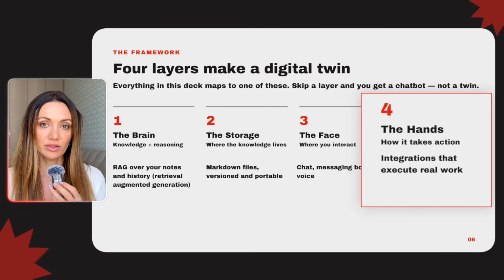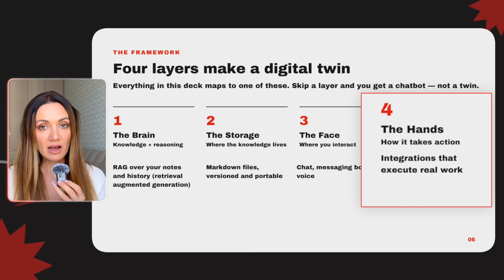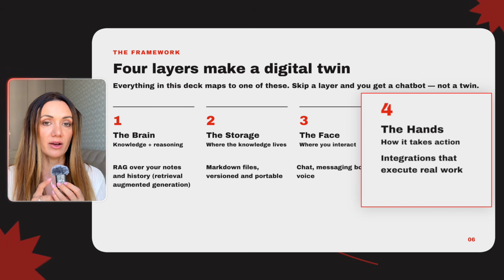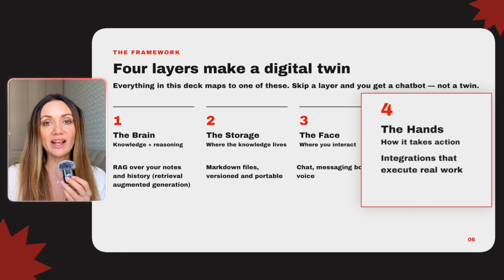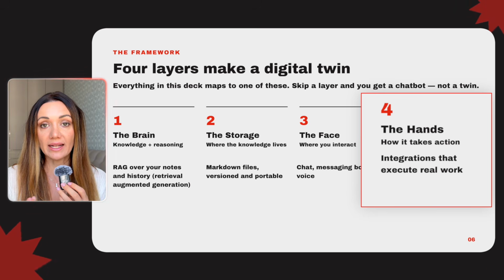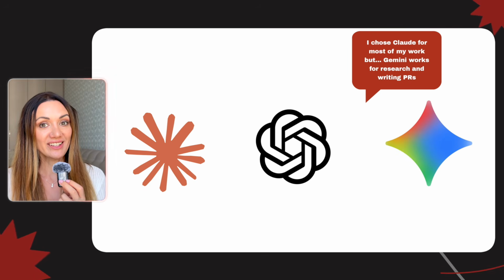And fourth is the hands. How does it execute? Now think about OpenClaw, think about Zapier, think about IronClaw. These are the hands. They make sure to execute on the tasks that were at hand. Now let's get to the next stage.